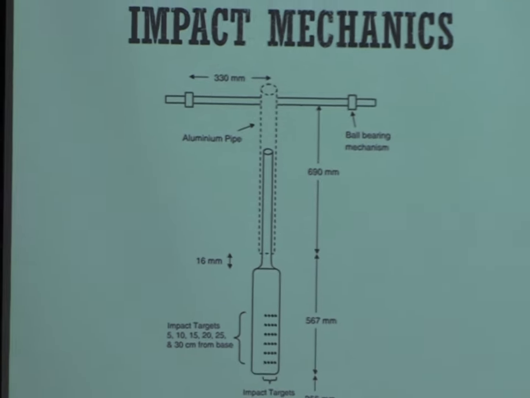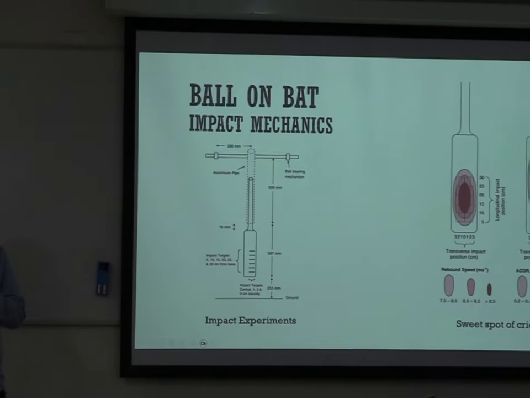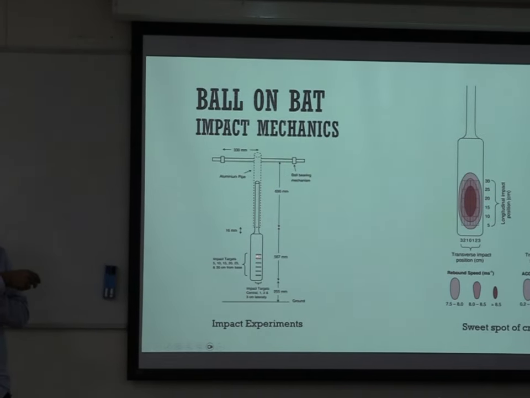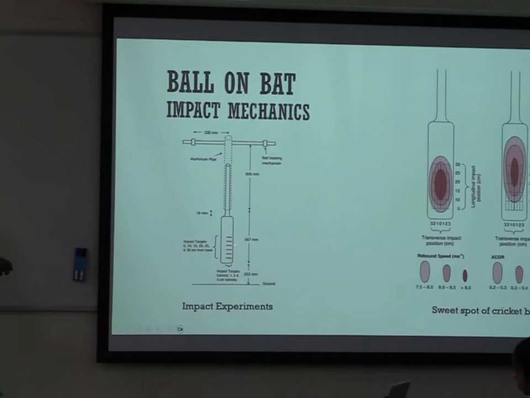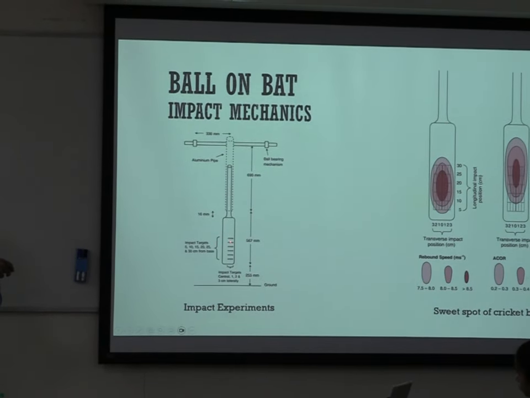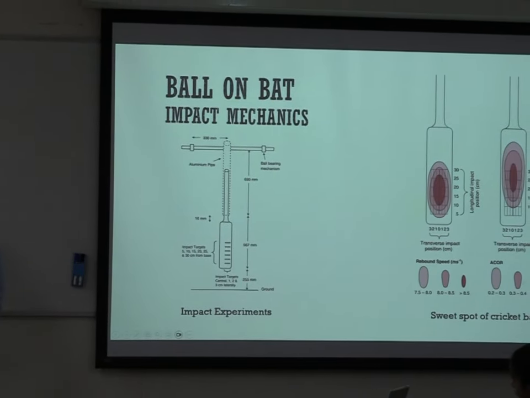Now, the experiment here was, can you see these little dots inside this bat? Okay, so what they have done is, they have taken a ball gun and hit the bat exactly at this point, then the next point, then the next point. Then they have repeated hitting here, here, here, and so on. So each of these points is the places where a ball has been hit, and then they have measured how much the ball has bounced back with what velocity. That is a measurement of the coefficient of restitution at this point. So this was an experiment which was done to find the so-called sweet spots.